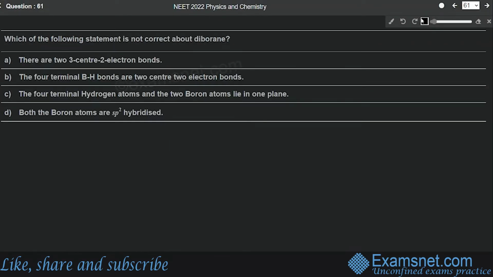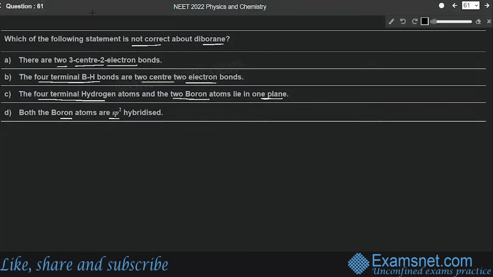Question number 61 is from the P block elements, and the question is, which of the following statements is not correct about diborane? Option A, there are two 3-centered 2-electron bonds. Option B, the 4 terminal boron hydrogen bonds are 2-centered 2-electron bonds. Option C, the 4 terminal hydrogen atoms and the 2 boron atoms lie in one plane. And the last option is both the boron atoms are sp2 hybridized.